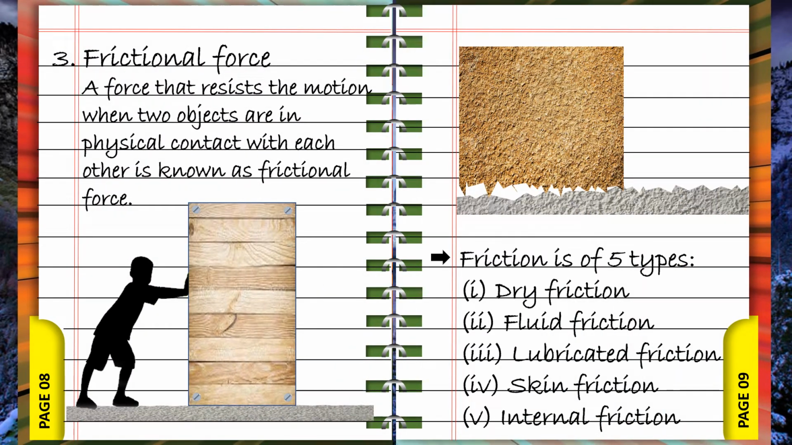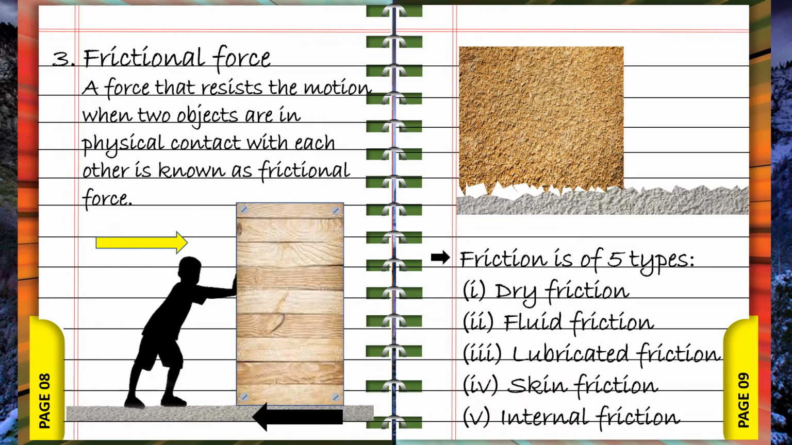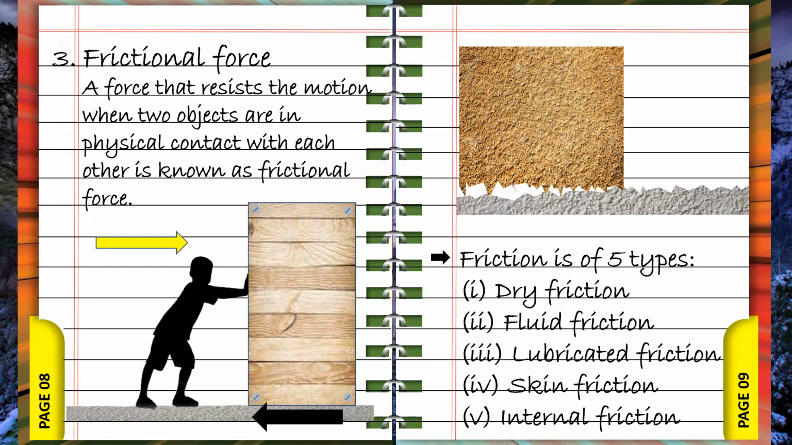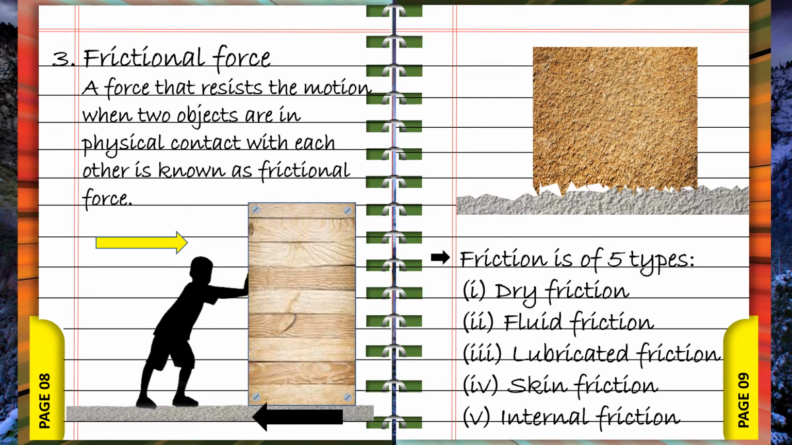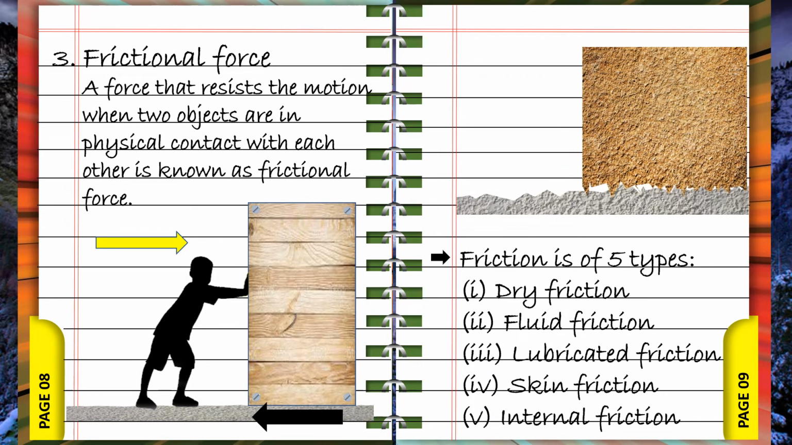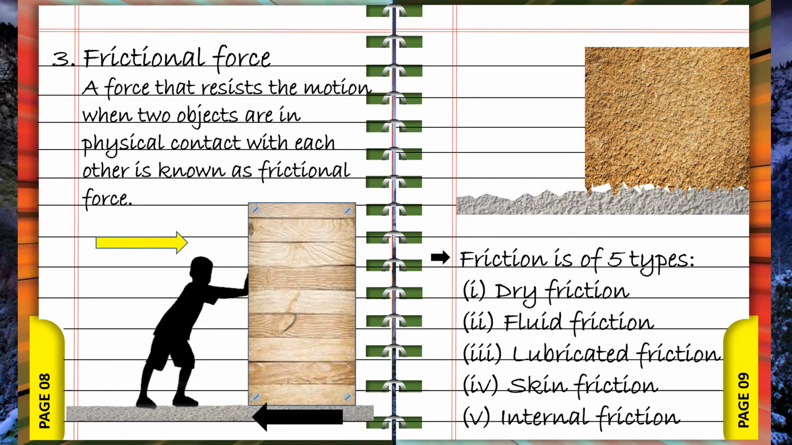Now let's discuss frictional force. A force that resists the motion when two objects are in physical contact with each other is known as frictional force. Here the yellow arrow represents the direction of the force and the black arrow represents the direction of the friction. Friction occurs in all moving objects. It is always opposite to the direction of the motion. Friction mainly occurs due to microscopic roughness in the surfaces of the wooden box and the main surface.